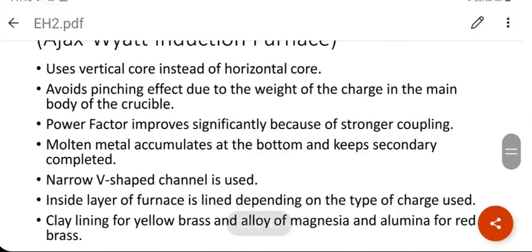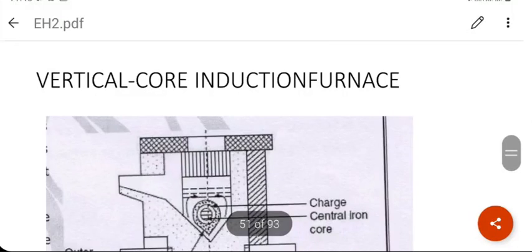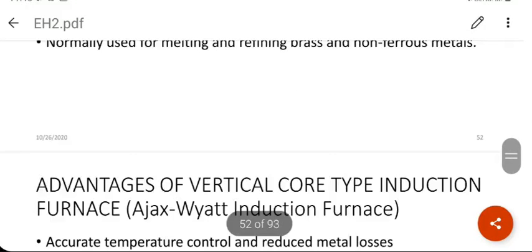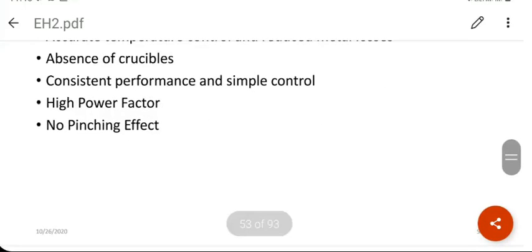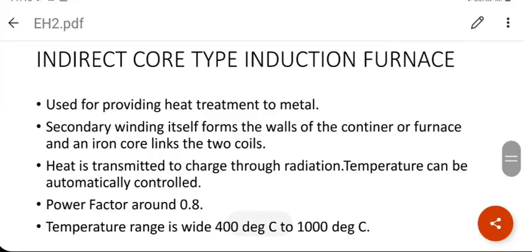Even if you don't want to read everything, it's okay with me. There's a lot of detail here in terms of practical implementation of various types of induction furnaces. In Jaipur, there are a couple of companies that actually have this furnace. I have visited them. Someday, maybe you will get a chance to visit them and see induction furnaces. Heat treatment to metal is done using these kinds of furnaces. It's a very practical industry application. Temperature range is from 400 Celsius to 1000 Celsius typically. Power factor is around 0.8 lagging.